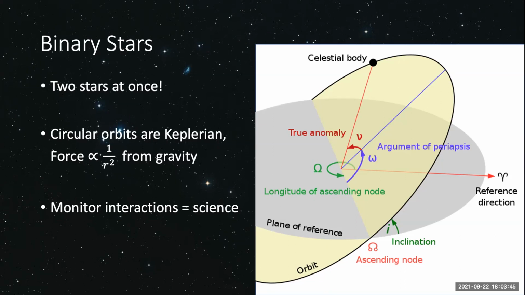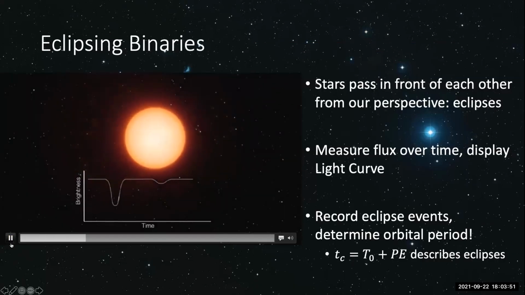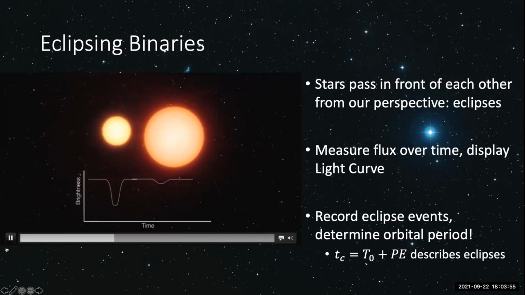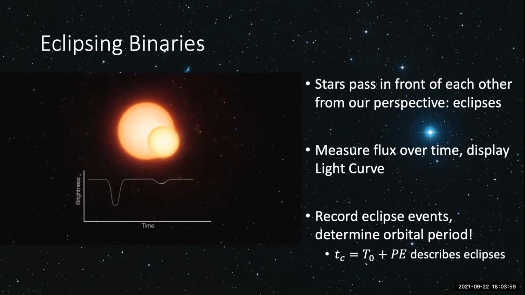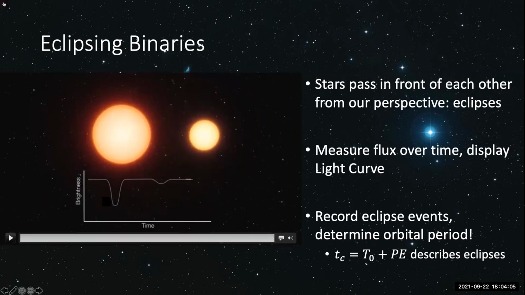So we've got binary stars. Let's move on to eclipsing binary stars. Eclipsing binary stars happen when the orientation of that orbit from our perspective is just so that the stars will pass in front of each other, just like the moon passes in front of the sun or the Earth passes in front of the moon, and we see an eclipse. These stars will eclipse each other as well. Let's play this again.